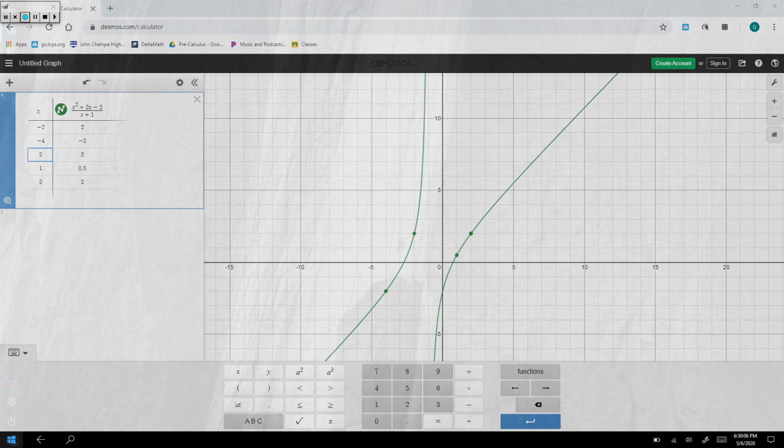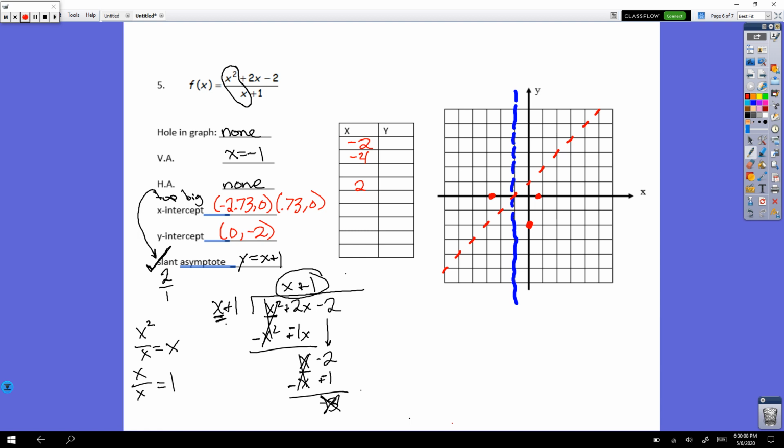So let's go put that information in, and we'll be done with this problem. So (-2, 2), (-4, -2), and then (2, 2). Man, it's a lot of 2's. All right, (-2, 2), (-4, -2). So here is the left side. Right side, (2, 2). And there's my graph. Okay, so that is our first example with the slant asymptote.